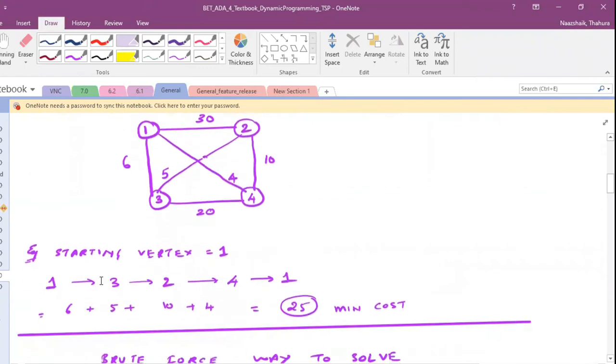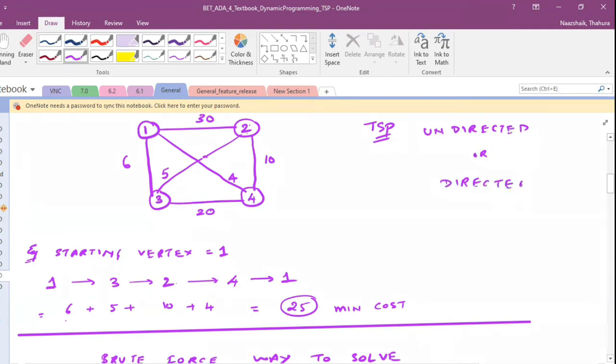Okay. So here also I've shown an example that you start from 1, go to 3, 2, 4, and come back to 1, right? Every edge has a cost. You go from 1 to 3, it has a cost of 6. Then you go from 3 to 2, it has a cost of 5. You go from 2 to 4, it has a cost of 10. And come back from 4 to 1, it has a cost of 4. One other point, this traveling salesman, you can apply to an undirected graph or directed graph.